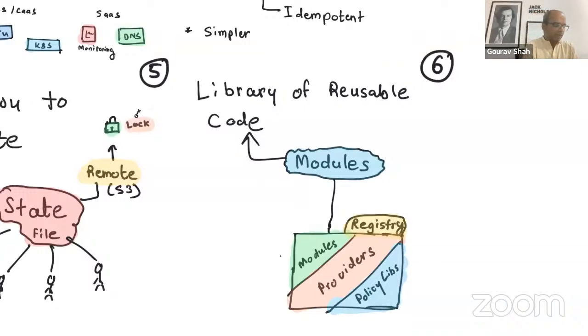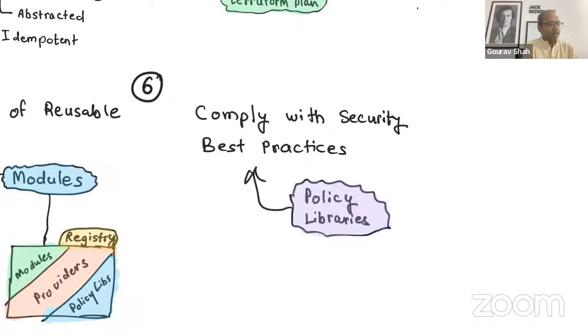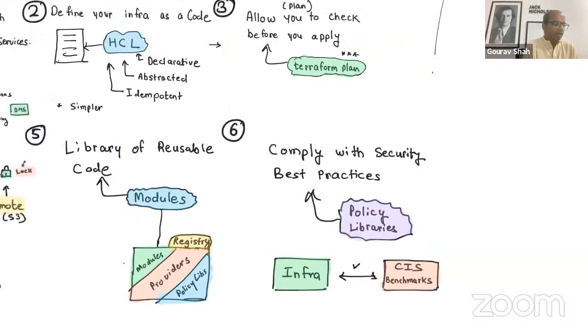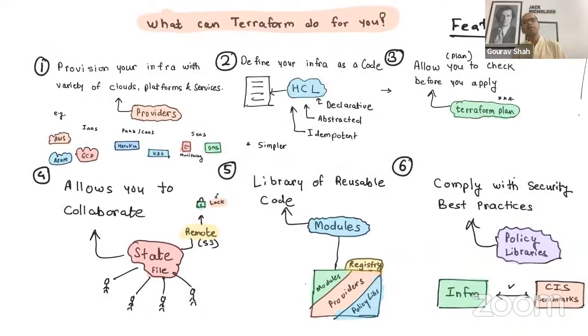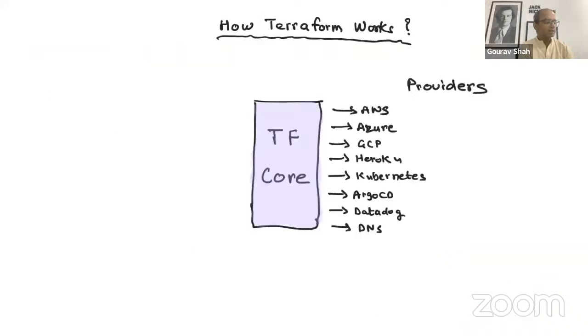So that's fantastic. And then finally, Terraform can also help you comply with the security best practices. There is a policy library, and, for example, you can implement the CIS benchmark policies, and there's a policy library for it on your systems. So it helps you keep your system compliant as well. So some of these are the key features that Terraform comes with. How does it work is you write the infrastructure using a configuration language, and you install something called a Terraform core or a TF core.